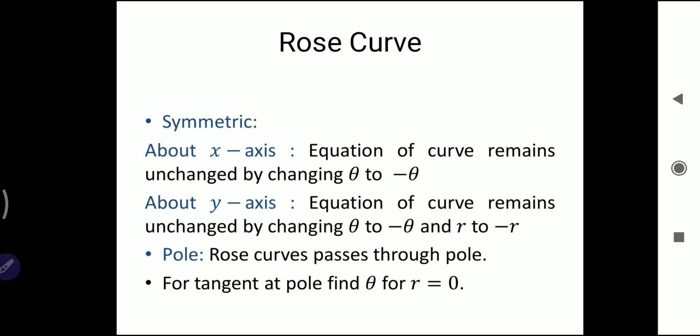Then this is the last part from the polar curves, the rose curve. So why is it called a rose curve? Because we are going to get a petal over here, so it is called a rose curve.